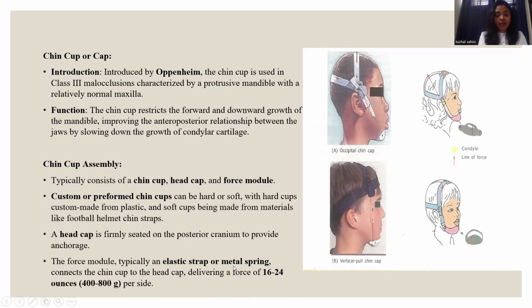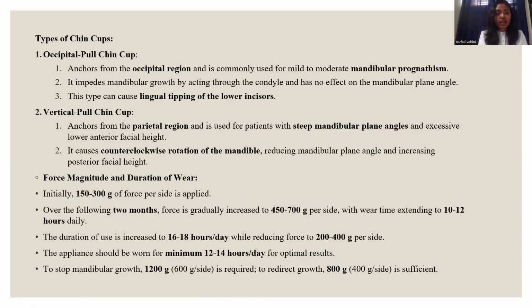Then typically an elastic strap or a metal spring connects the chin cup to the head cap, delivering a force of 16 to 24 ounces, that is 400 to 800 grams per side. The types of chin cups are occipital pull chin cup and vertical pull chin cup. The occipital pull chin cup can cause lingual tipping of the lower incisors, and the vertical chin cup is used in steep mandibular cases, and it causes counterclockwise rotation of the mandible. That is, it reduces the mandibular plane angle and increases the posterior facial height.